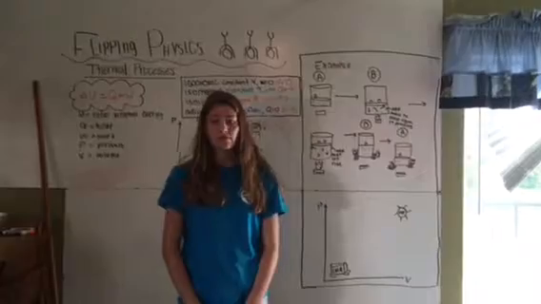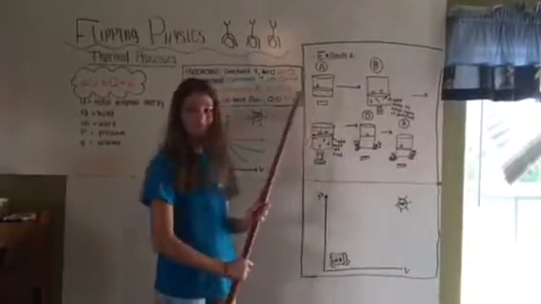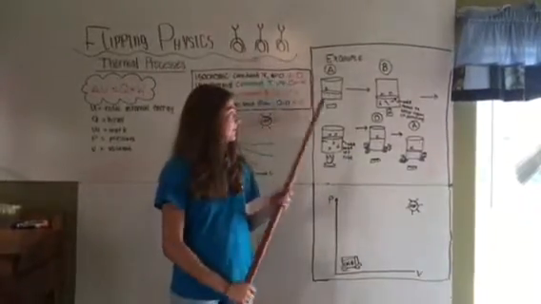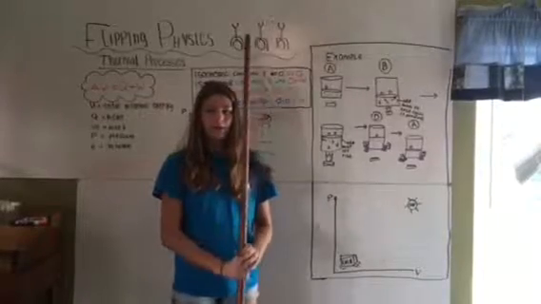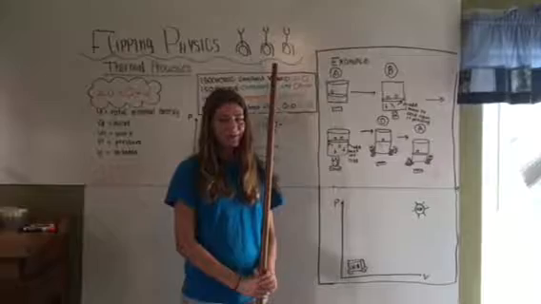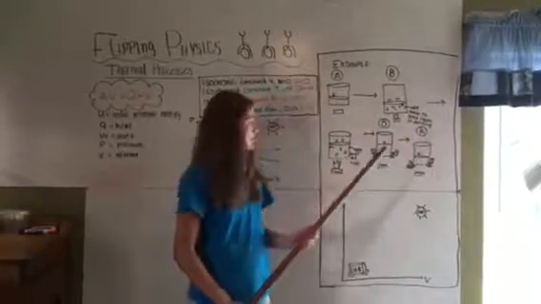Now, I want you to imagine the same piston with the same mass on top of it. If you were to administer even more heat by turning on the burner, what would happen to the pressure and what type of process would it be?